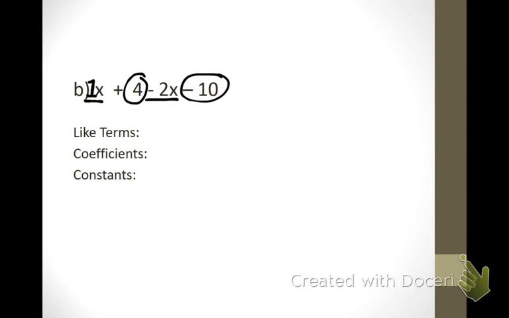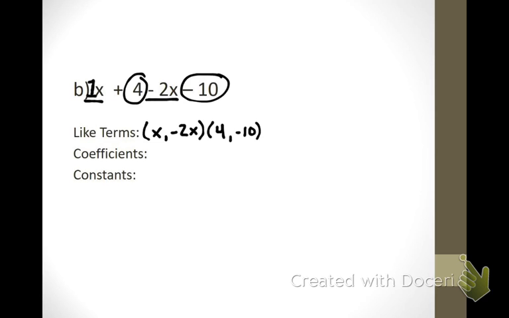So now that we've figured that out, we've underlined, we've circled, we're going to go ahead and write our like terms down. So the first one that was like term was my x. You can put 1x if you want, you don't have to, and negative 2x. The other ones were 4 and negative 10.